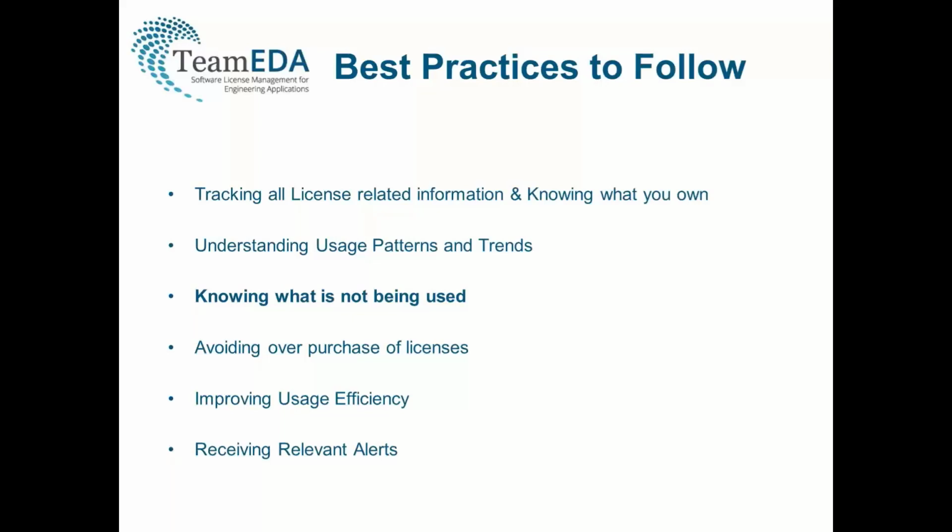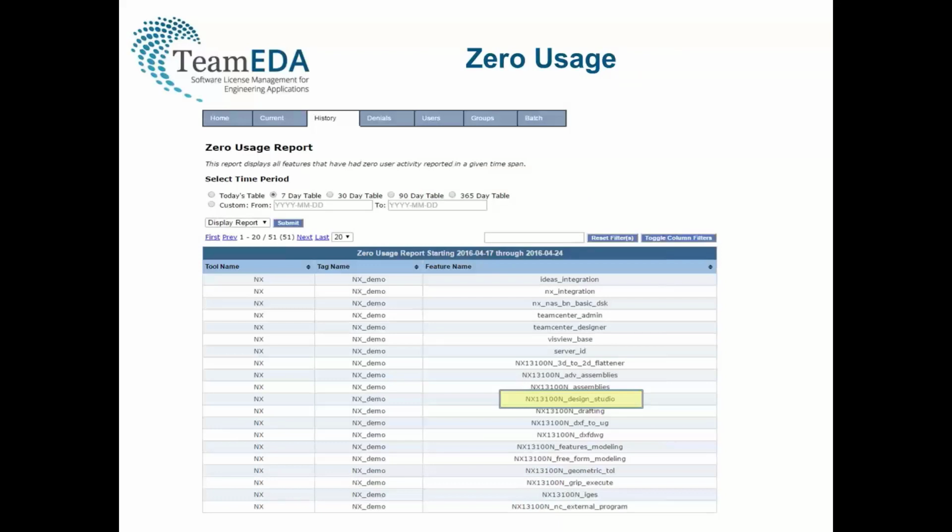And now the next best practice to follow is knowing what is not being used. So it is equally important to know what licenses are not being used. So LAMUM has a feature which is called a zero usage report, which helps you to identify the license features that are not being used at all for a specific time period. So here an example is taken for 7 days.